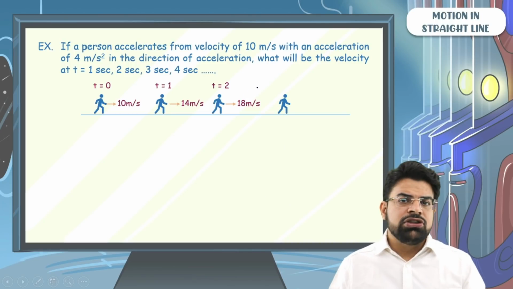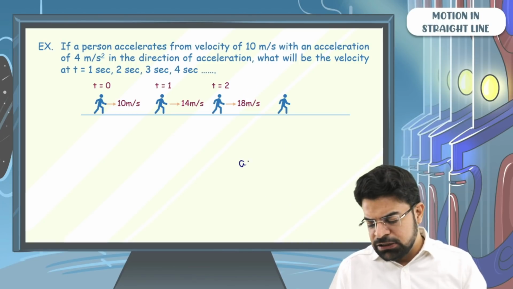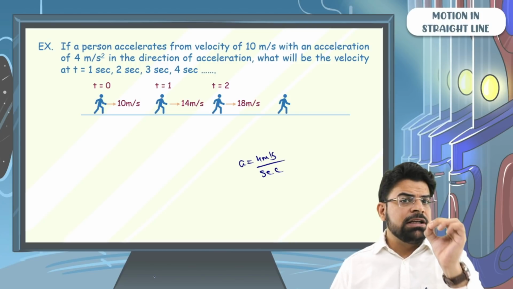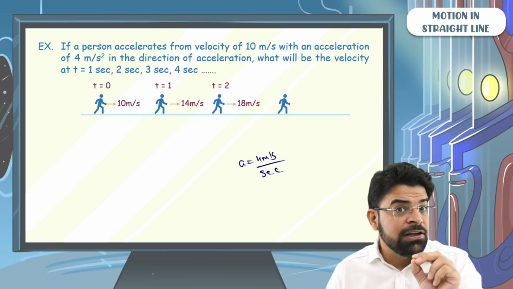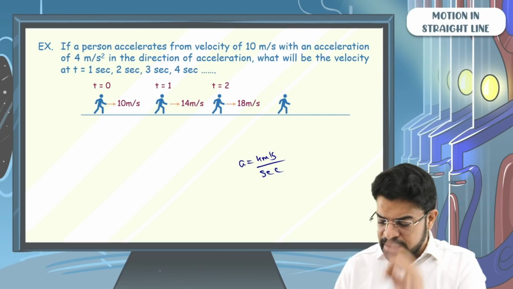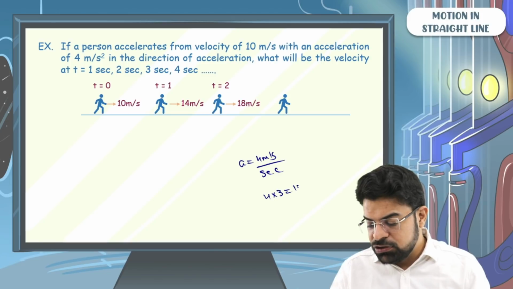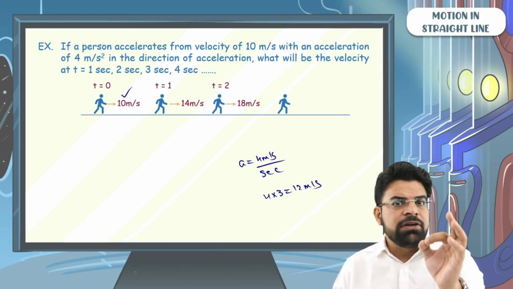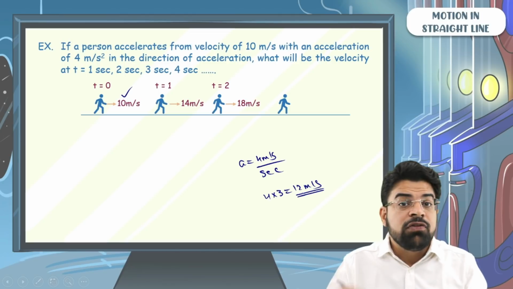What will be the velocity at time equals 3? Now I know acceleration is 4 meters per second per second. It means that every single second the velocity increases by 4 meters per second in the direction of acceleration. So in 3 seconds the velocity will increase by 4 into 3, that is 12 meters per second. Already the velocity was 10.